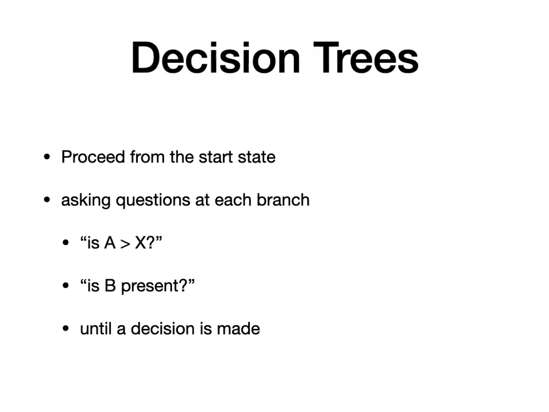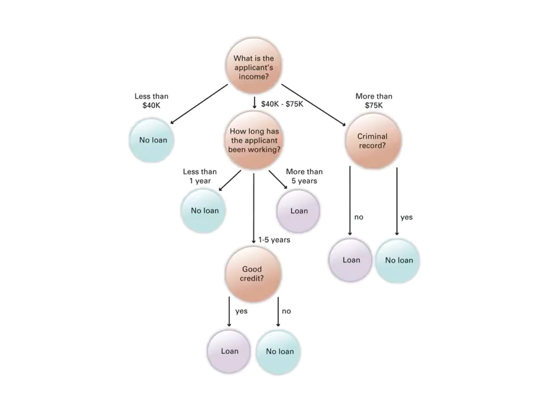So let's talk about how this works. How do you proceed through a decision tree in an expert system like this? From the start state, you will ask questions at each branch. Things like, is A more than X? Is B present? And you will filter down until this expert decision tree helps you figure it out. We will look at an example from lending. Ooh, fun. Yay, money, banks, cool. So what is the applicant's income is the very first question if determining whether or not they are going to get this loan, right?